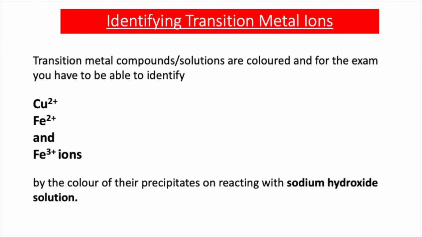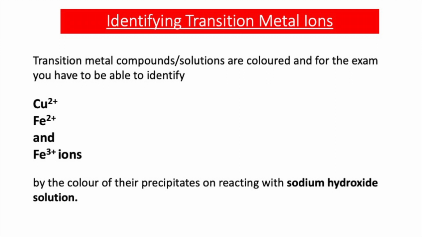characteristic coloured precipitates. Now, when you add aqueous sodium hydroxide to solutions containing either copper 2+, Fe2+ or Fe3+ ions, you will form insoluble metal hydroxides, which are called precipitates, and the colours of these precipitates will help you identify which ions are present.